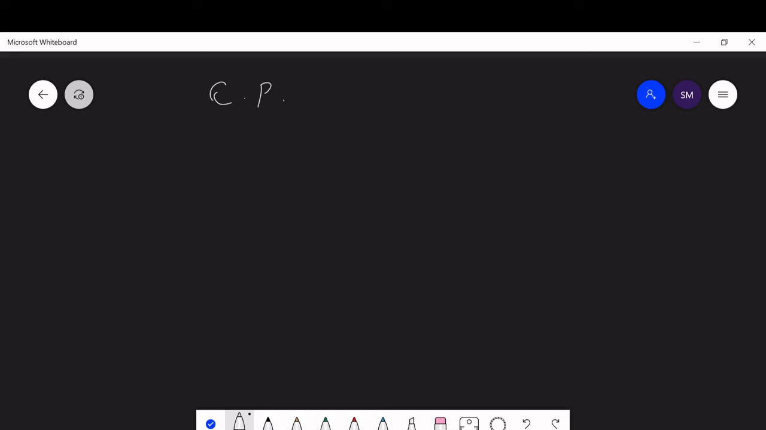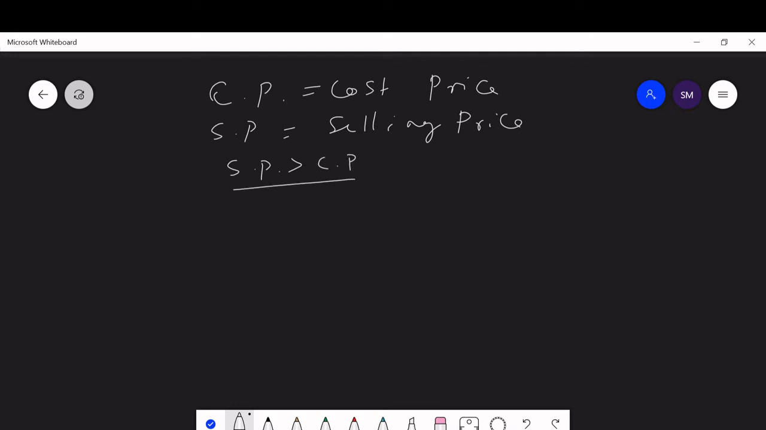Cost price, CP, is the cost price of a product. SP is the selling price of a product. When SP is greater than CP, we get profit. When CP is greater than SP, we get loss. When cost price is greater than the selling price, we get loss, and when the selling price is greater than cost price, we get profit.